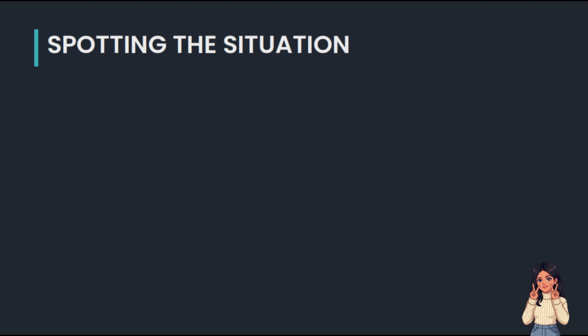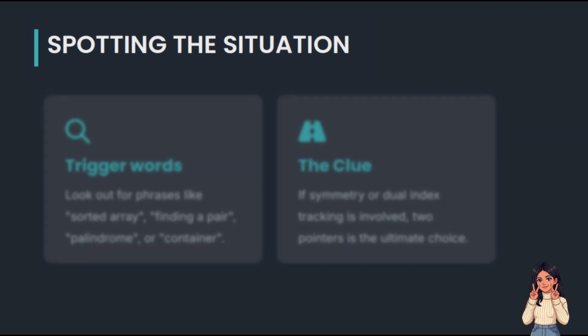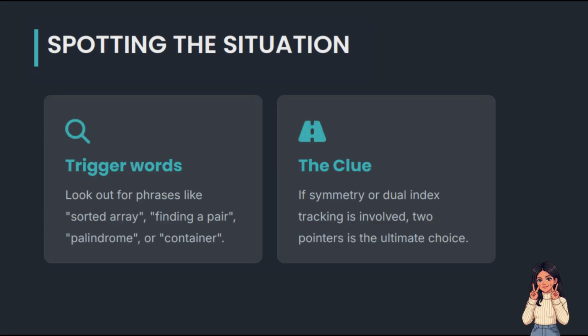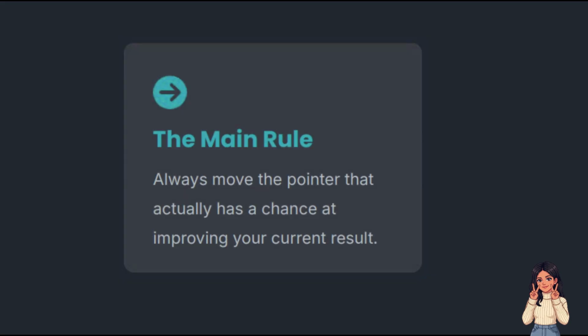So, how do you spot a situation where you should use this? As always, look out for trigger words in your requirements. Whenever you see phrases like sorted array, finding a pair, palindrome, or dealing with a container, that is your cue. The main rule to remember here is simple: always move the pointer that actually has a chance at improving your current result. Pointers do not always have to move inwards, okay?